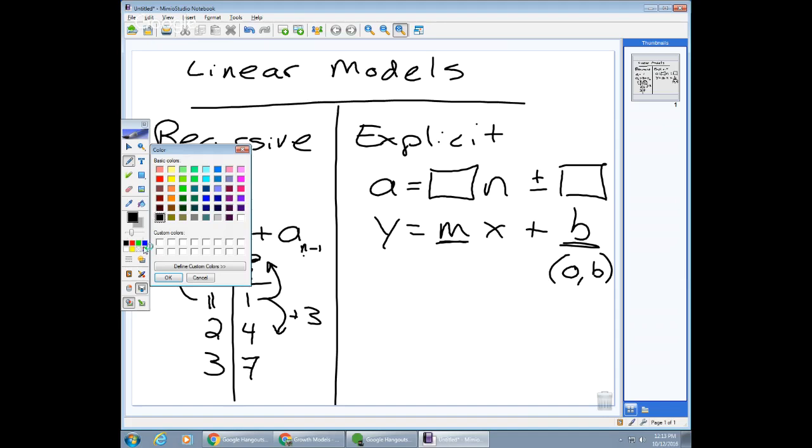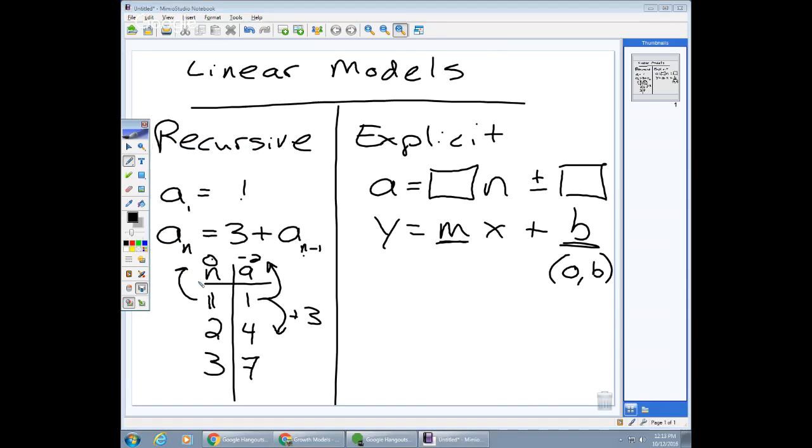Choose a different color. Oops. So I think that's going to be a -2. And then m is the slope. Can you tell what the slope is by looking at the table? It's 3. Yeah, that's what we're increasing by each time. So I believe the formula here is to get any a in the list, just take 3 times its position and then subtract 2.